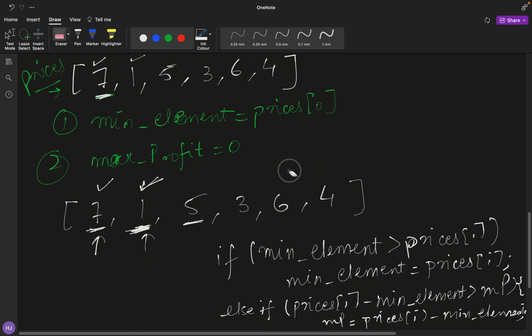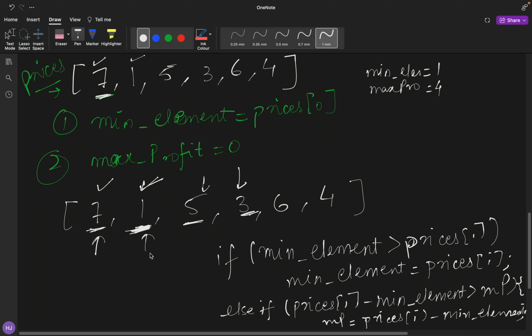So at this point when I have got my 1, I have got my min element to be, I'll write the short form as 1, and my max profit at this point is 4. Okay, so I will continue since I've got some profit from here.